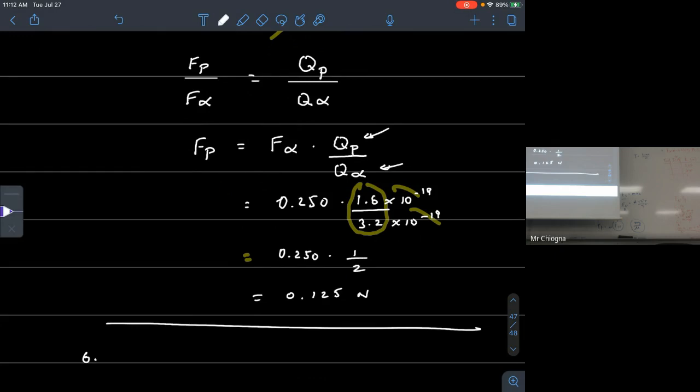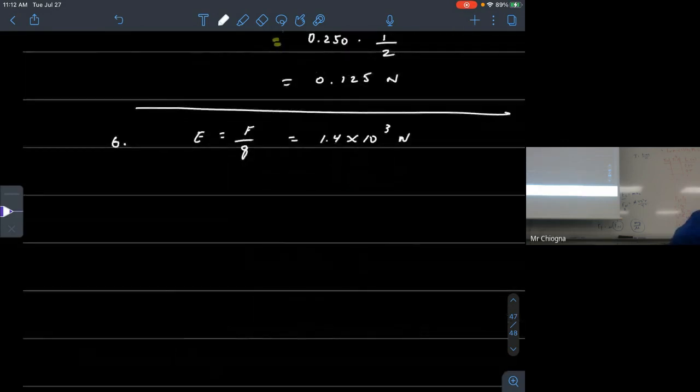That's number 6, pretty easy. It's just force divided by charge. I'll just give you the answer. Is that right? Did I give you the right unit? No, newtons per coulomb, yeah.